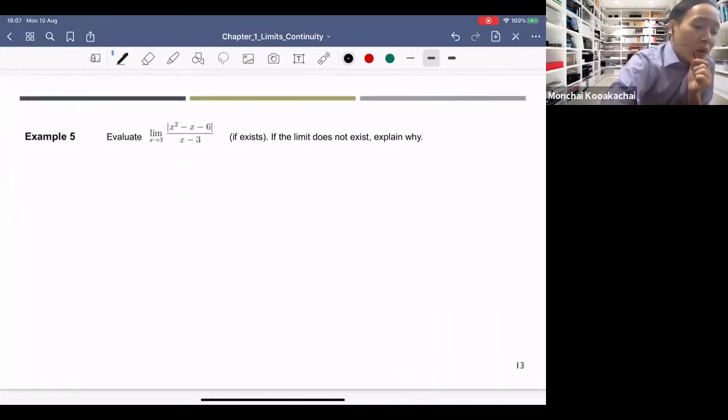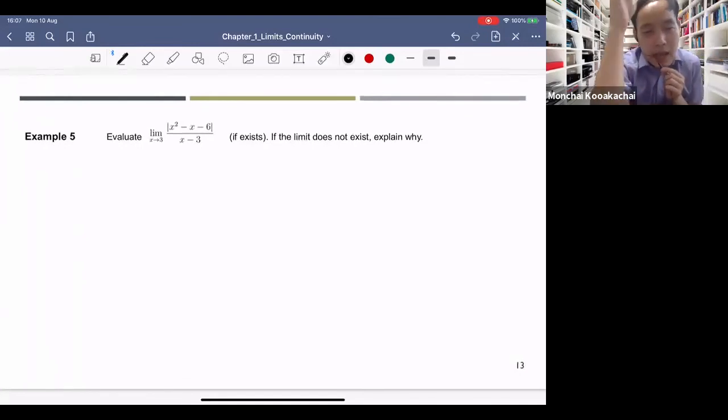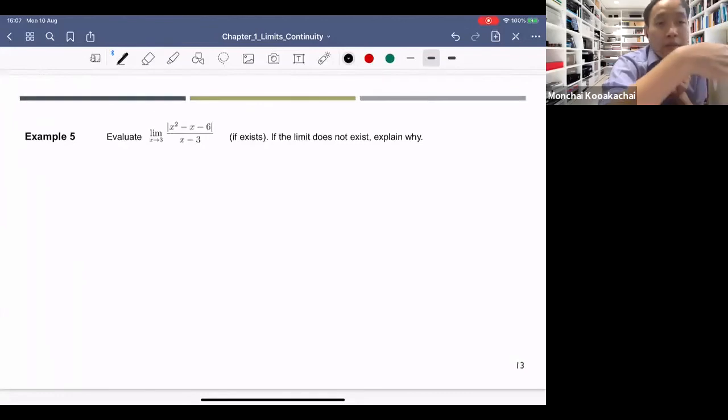All right, so let's climb up to another level of limit question. Let's look at the one with absolute value. The limit when x goes to 3 of the absolute value of x squared minus x minus 6 over x minus 3. Find this limit if it exists. If it does not exist, explain.